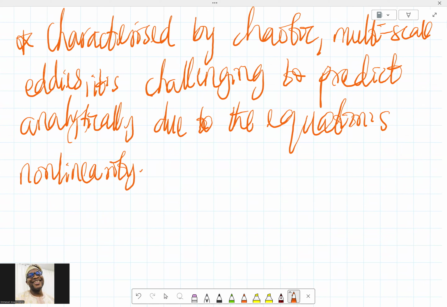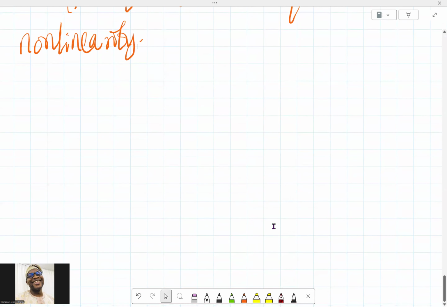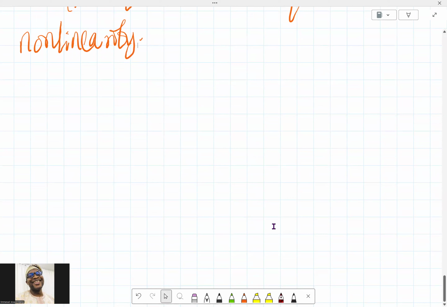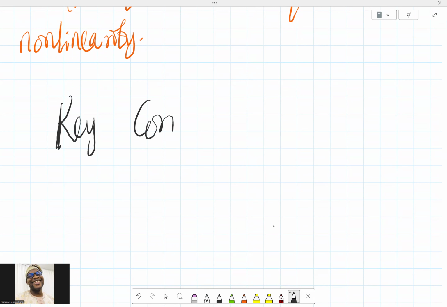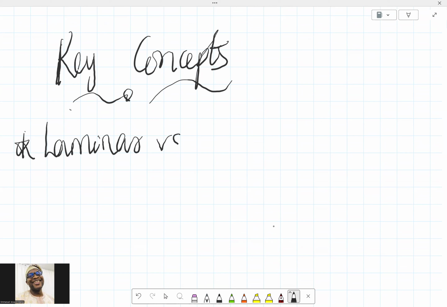Okay, so let's move over to this place. So let's talk about key concepts now. We're talking about Navier-Stokes equation and fluid dynamics. So key concepts, after which we take some examples. First of all, we have laminar versus turbulent flow. I haven't talked about turbulence just now. Let's talk about laminar versus turbulent flow.